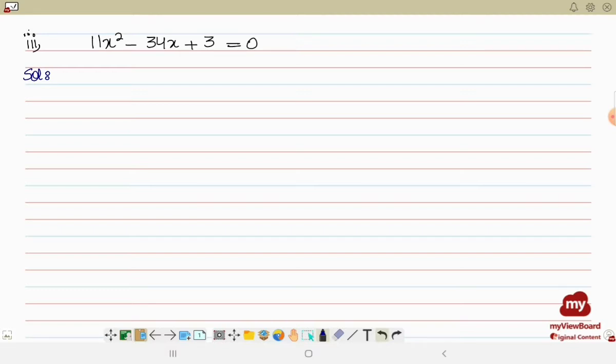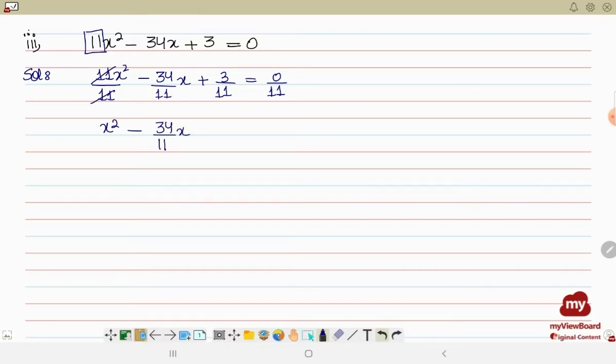So let's start. The very first step of working in the completing square method is that we have to make the coefficient of x square as 1. Here it is 11. So to make it 1, we are going to divide the whole equation by 11, so that the 11 will get cancelled by 11 and we will be left with 1. So we are left with x square minus 34 by 11x plus 3 by 11 equals 0. So we are done with the first step of working.